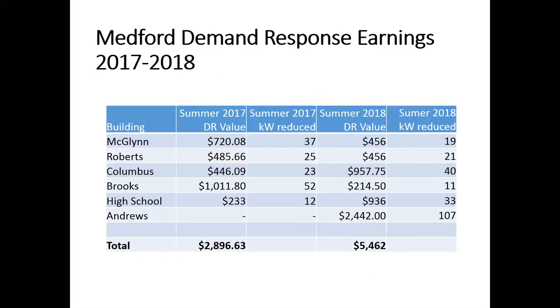So the first 2 columns there are exactly the same. In 2018, those buildings did the same thing manually. You can see that the Andrews School, however, had a much larger amount of kilowatts reduced over the course of the summer. That also had to do with the fact that it was still manual in 2018, but B2Q was giving our maintenance staff advice about what would have the most bang for their buck in turning things down. And so if you want to flip to the next slide.